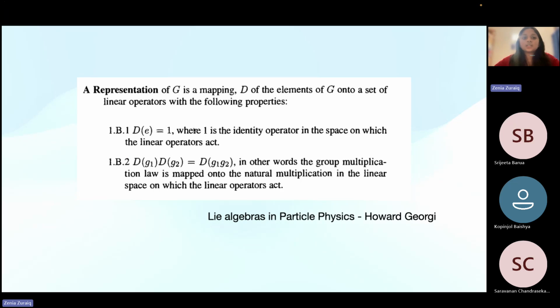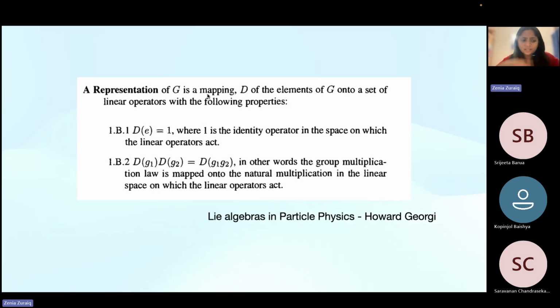So remember that a representation of a group. When I say a group, this is an abstract concept, right? A group does not always mean a fixed set of matrices or something. The same group can be represented in different ways. So a representation of a group is a mapping of the elements of G onto a set of linear operators with some properties, which is that it has some particular identity element, and the group multiplication law is mapped onto the natural multiplication in the linear space on which the linear operators act.